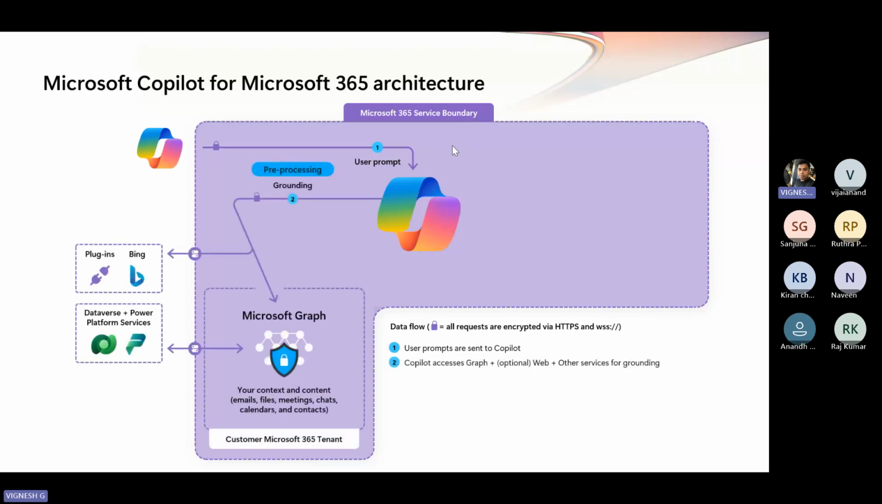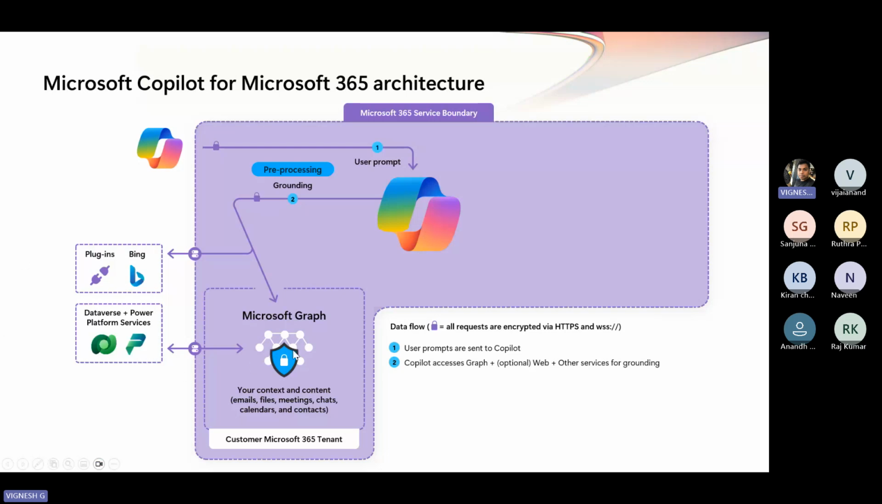Now the second step is called grounding or pre-processing. What this means is the Copilot engine takes your prompt and does something called pre-processing or grounding, meaning it tries to look at where exactly it should be looking for the information for the prompt that you have given, right?